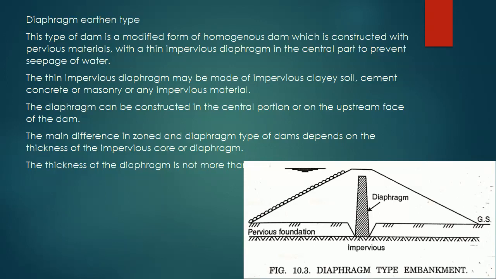The thin impervious diaphragm may be made of impervious clayey soil, cement concrete, or masonry or any impervious material. The diaphragm can be constructed in the central portion or on the upstream face of the dam. The main difference between zoned and diaphragm type dams depends on the thickness of the impervious core or diaphragm. The thickness of the diaphragm is not more than 10 m.